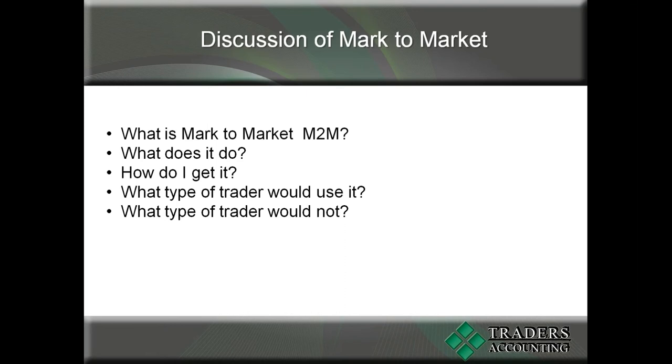What does it do? It converts capital gain and capital loss to ordinary income and ordinary loss. Now, that does not change the percentage of taxes you pay. But if you have a loss, it's going to be an ordinary loss now, and you'll be able to deduct as much as you want against your ordinary income. It also does away with wash sales. So how do you get it? You send a letter to the IRS.